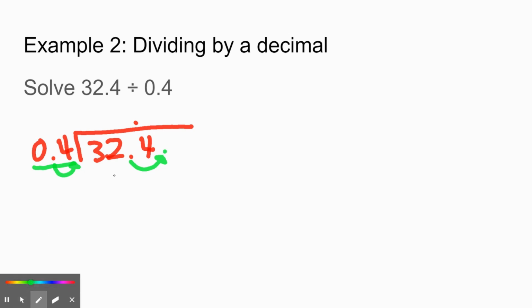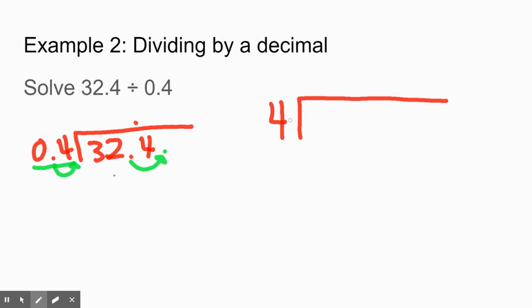So after we've done that, we get a new problem that is just 4 as our divisor, and our dividend is now 324. We still have a decimal. We can put it up here. And you'll notice we don't have anything after the decimal. If you want, you can put a 0 here. Sometimes that's very useful. If it's going to be useful this time, we'll find out. That's the only different thing about dividing if your divisor is a decimal or has a decimal value in it. The rest of it is the same as normal long division.